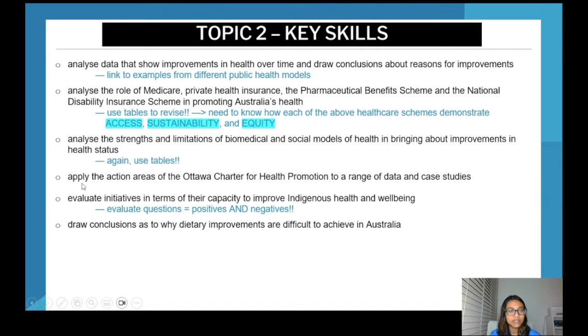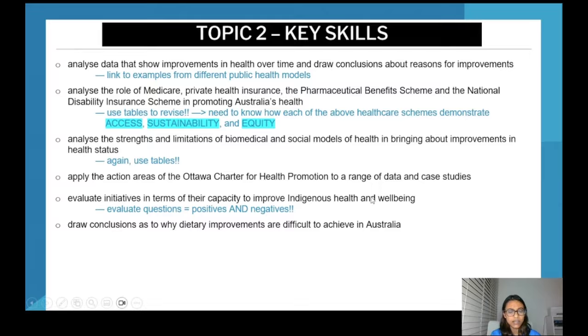So again, use tables for the different biomedical, social, and the old models of health. We've got applying the action areas of the Ottawa Charter to a range of data and case studies, and also when you're evaluating different initiatives and programs. We've got evaluate questions. So for evaluate questions, you need to have positive and negative points and features of whatever program and initiative you're looking at in the question. So you need to have what's good about it and what's bad about it.